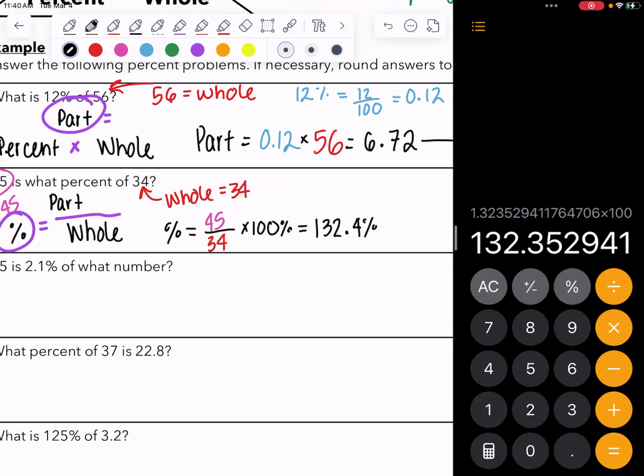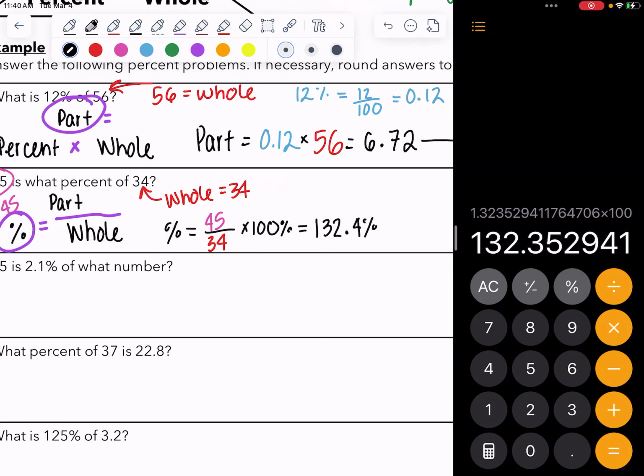All right. 85 is 2.1% of what number? Again, part, percent, whole. We have 85 is 2.1% of what number? So I see "of," and then "what number" is what we're solving for. So we're solving for the whole, because it says of what number? We don't know. So solving for the whole.